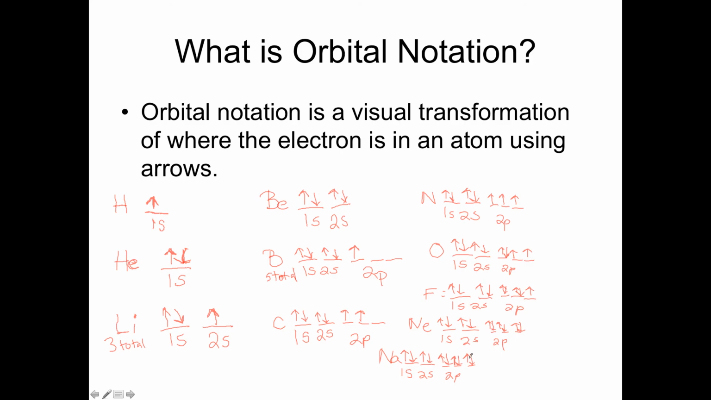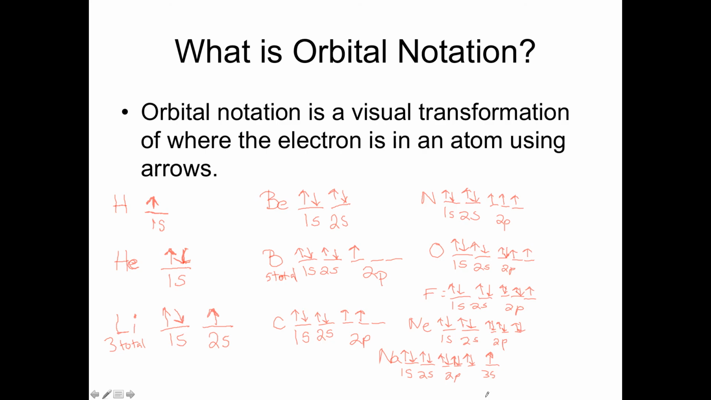There's no more room in 2p. I can't add any more arrows. I have to bump up another energy level. After 2p, I told you guys, comes 3s. I'm one arrow short. I will have it go up.